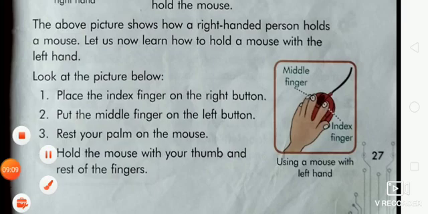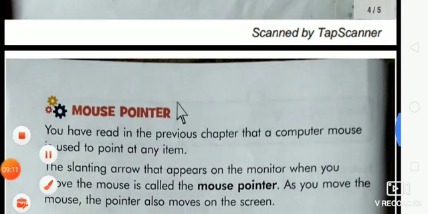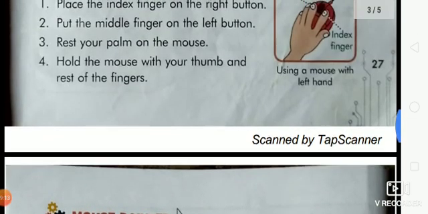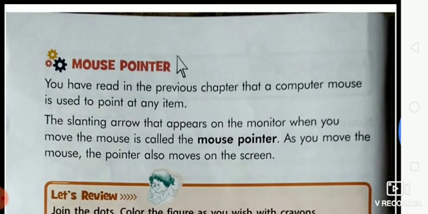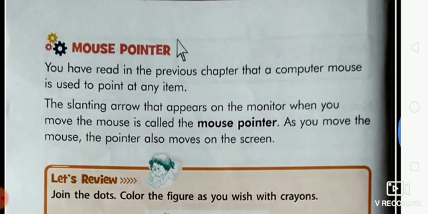Now students, turn your page and come to page number 28, and on that page you can see a mouse pointer is described, okay, what a mouse pointer is and how it works, what its functions are, everything is described here. So students, let's read about it, okay.